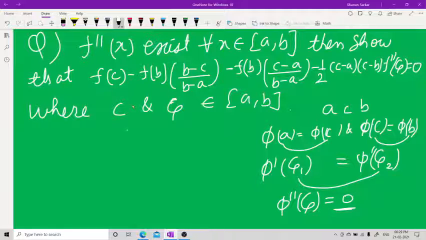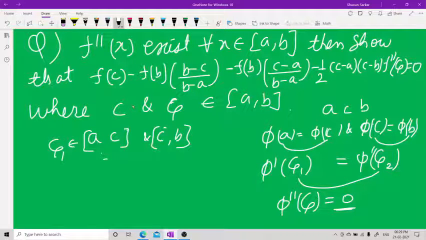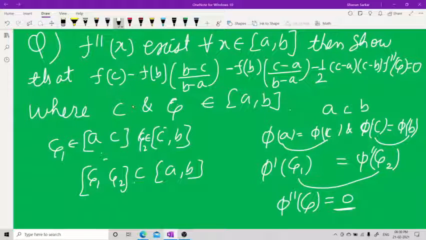Basically, let me say it in this manner: between a and c and between c and b, there is a point xi1 that belongs to the first interval, and let us say xi2 belongs to the second. Then xi1 xi2 is a subset of ab, and there is a xi which belongs to this, such that f double dash xi is actually 0.